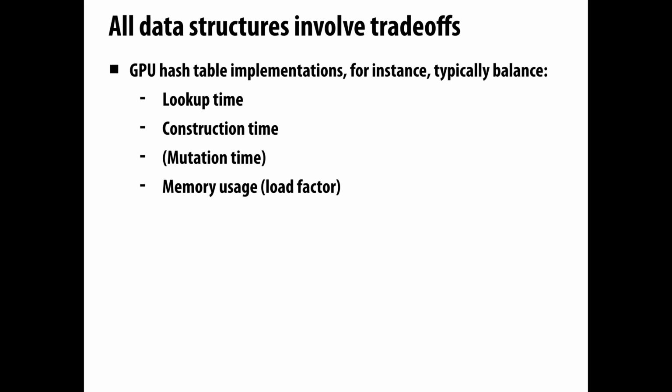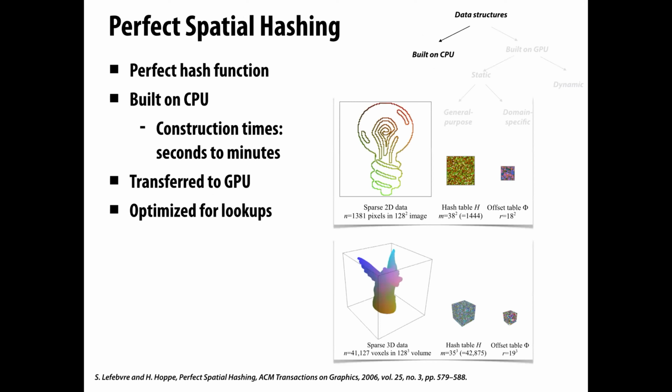So let me give you an example of the earliest GPU hash tables, which were built on the CPU. This was some really nice work done, well, at this point, 15 years ago. The authors were at Microsoft Research, and they were interested in building hash tables on the GPU. They used a perfect hash function approach to do this. The trade-off that they made was that it was very expensive to build these hash tables on the CPU. It would take seconds to minutes, so it was not a real-time kind of thing. Then they would transfer these perfect hash tables to the GPU and have very fast lookups.